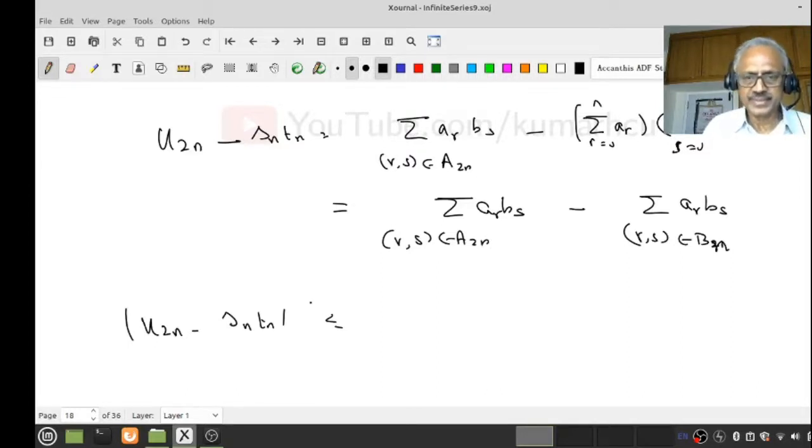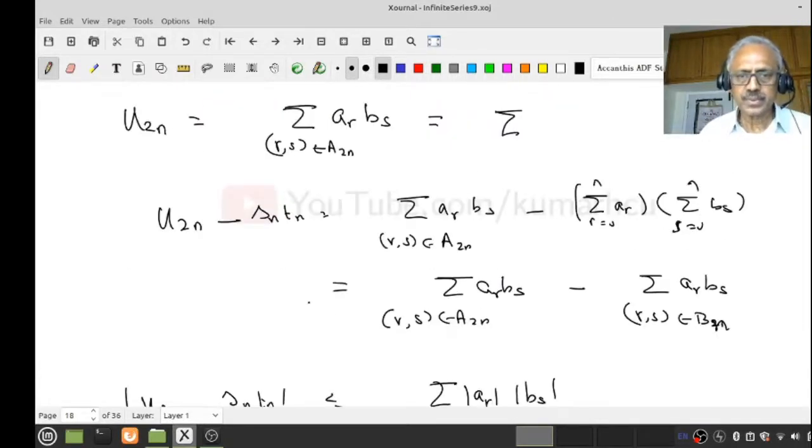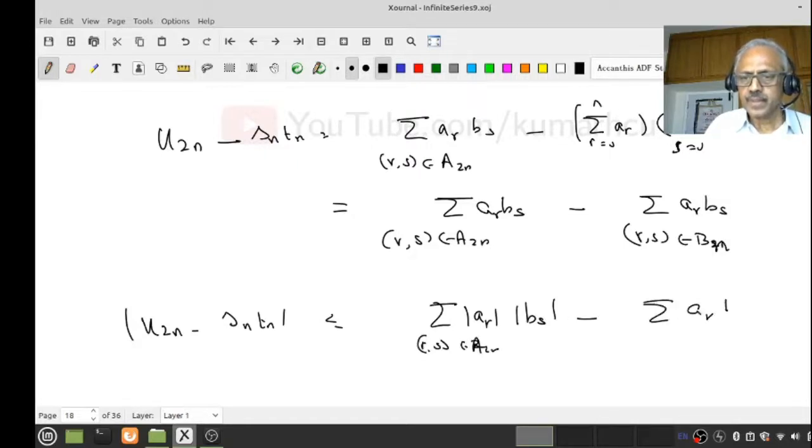How will I do that? Just make sure you understand. If I know this, mod Ar, mod Bs, but then I am taking away something. Okay? This has a slight problem, so I have to be more careful. How many of you understand this thing? I cannot just like that do modulus. So I have to manipulate something more. Are you following? Please listen to me. See, this one I cannot write, the sum over r and s in A2n minus the sum of ArBs over r and s in Bn. I can't do that.